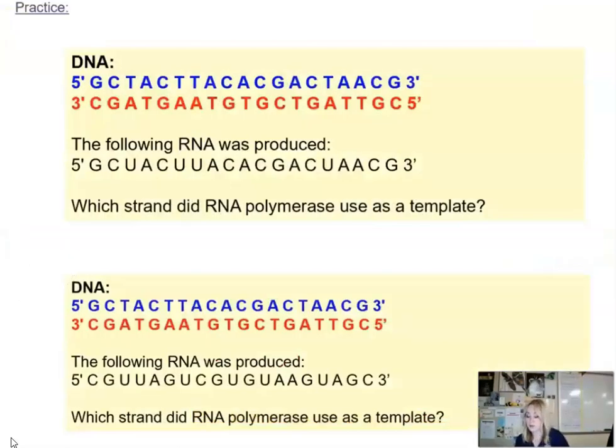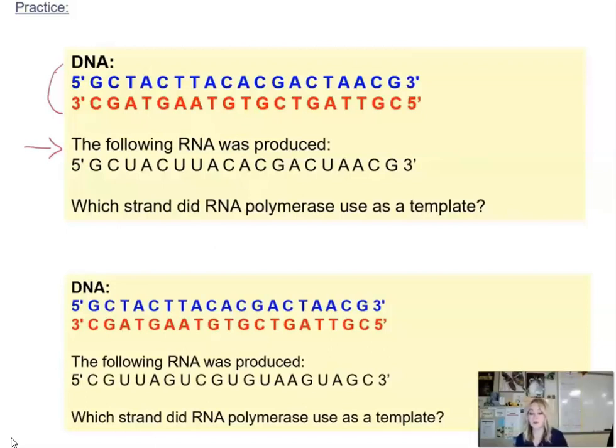So now what I need you to do is this. Look at the 2 example problems. So this is the DNA molecule here. It's double-stranded, and you have the following RNA that was produced. And you can see the sequence here, and what you have to do is figure out which DNA strand was actually used as a template to synthesize the given RNA.